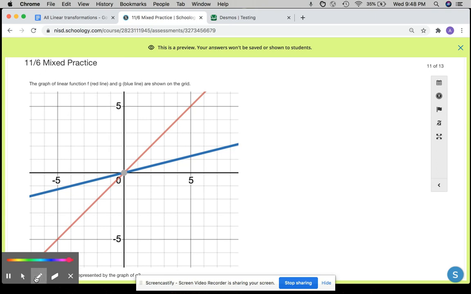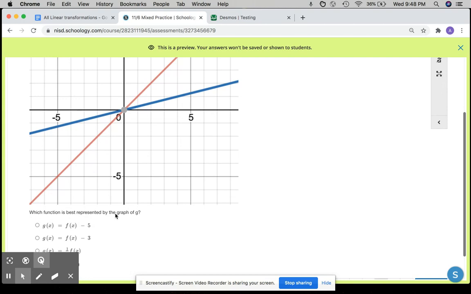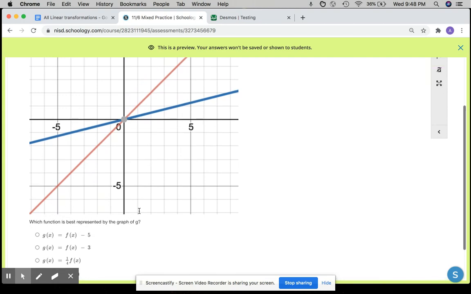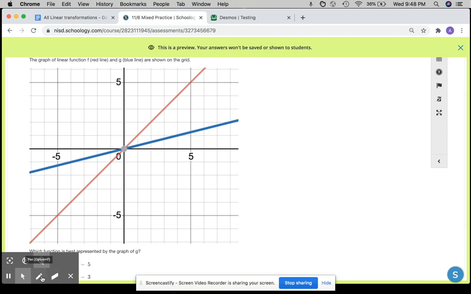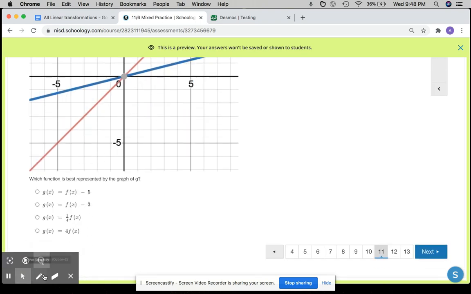This question says the graph of linear function f, red line, and g, blue line, are shown on the grid. Our question is below. Which function is best represented by the graph of g? So when I look at this graph, I want to recognize it didn't move up or down, left or right. So I should automatically eliminate the answer choices that show that I moved up or down. And now I'm just going to focus on the multiplication.